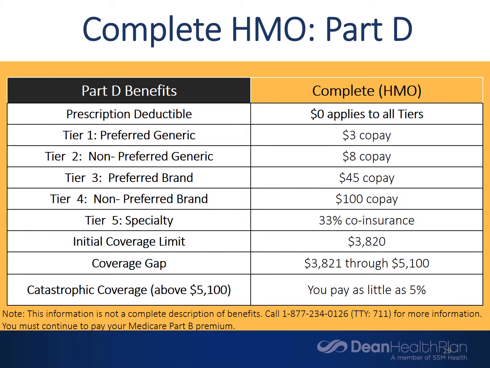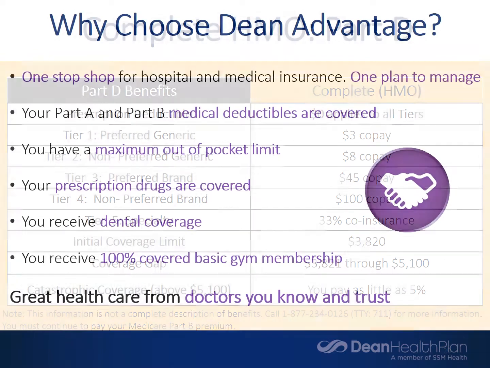The initial coverage limit is until you and Dean have together paid $3,820. The coverage gap is from $3,821 through $5,100. And once you reach the catastrophic coverage, you pay as little as 5%.